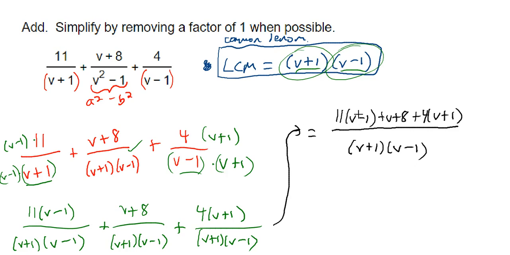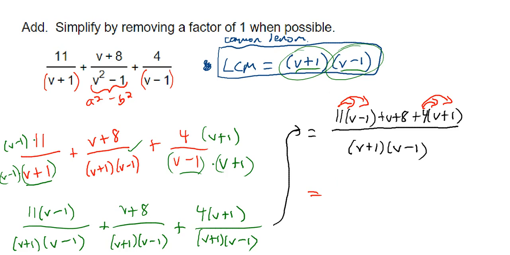Again, just because it's in parentheses doesn't mean it cancels out. This is part of a term. We can't cancel it out with the v minus 1 in the bottom. So what we have to do is distribute, combine everything together, and then see if we can factor it to get something to cancel out. So we'll have 11v, let me just do it up here.